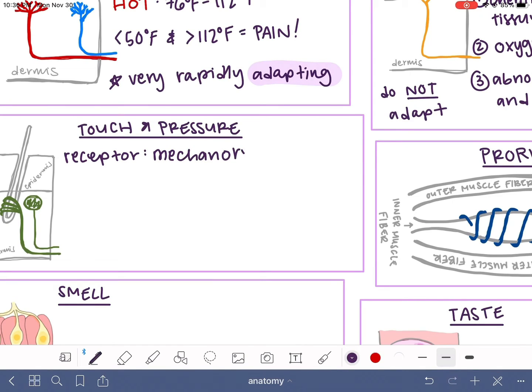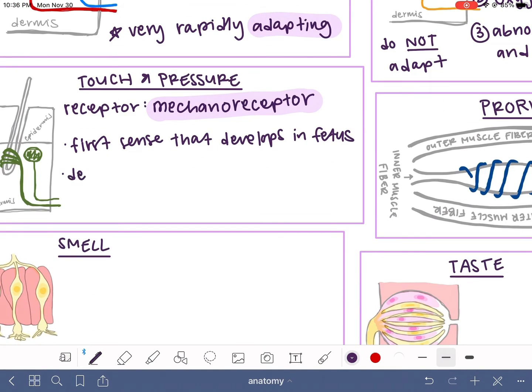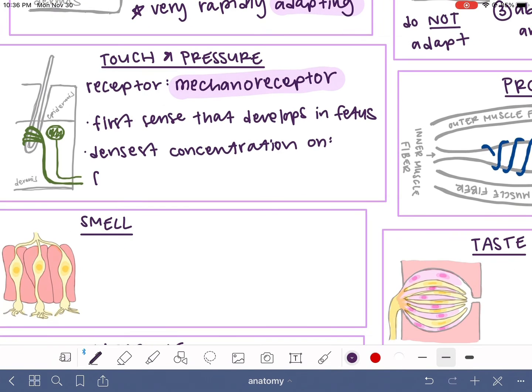Touch and pressure is another sense. These are due to mechanoreceptors. This is the first sense that we develop as a fetus. And these are found in the skin all over the body, but the densest concentrations are in the fingers and the toes and the penis and the clitoris.